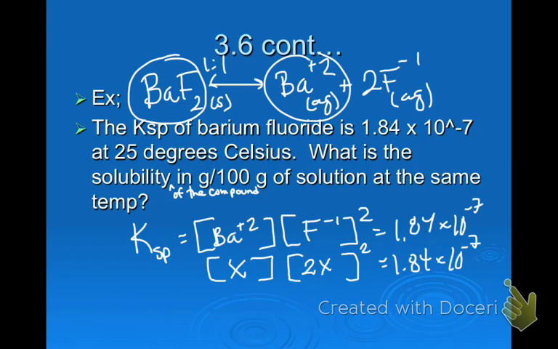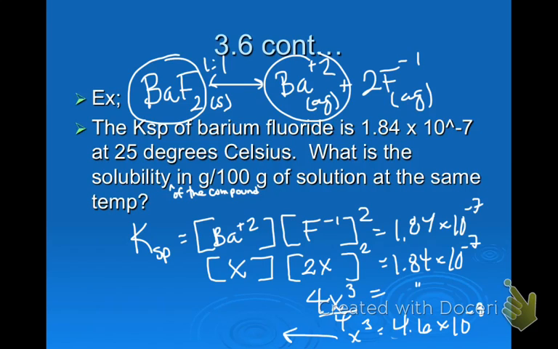Well, if I square 2x, I get 4x squared times x, which should give me 4x cubed. And that equals 1.84 times 10 to the negative 7th. And yes, I can hear you guys out there right now, that doesn't look like a 3, so let me try that again. 4x cubed. Okay, so I need to divide by 4, and that is going to give me x cubed is equal to 4.6 times 10 to the negative 8th.